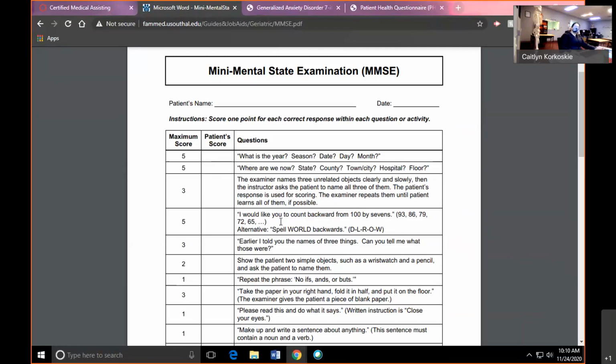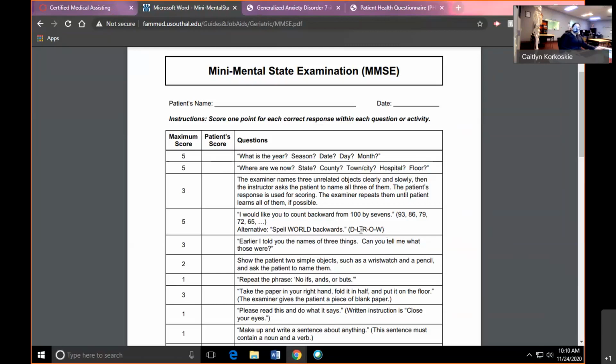And then this one, you have 2 options. They can either count backwards from 100 by 7, or they can spell world backwards. I usually just have them spell world backwards because I have a hard time with the counting myself too. Yeah, I can't either. That's the thing, I always have them spell world backwards.